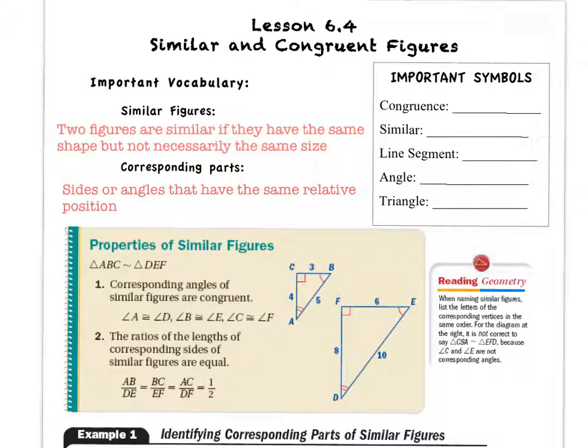The second definition is for corresponding parts, which are sides or angles that have the same relative position. And we'll talk about that more in depth in just a few minutes. So go ahead and write that definition down now.